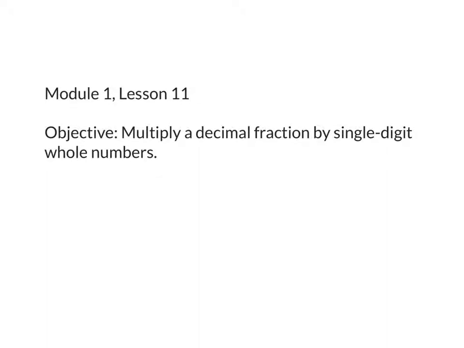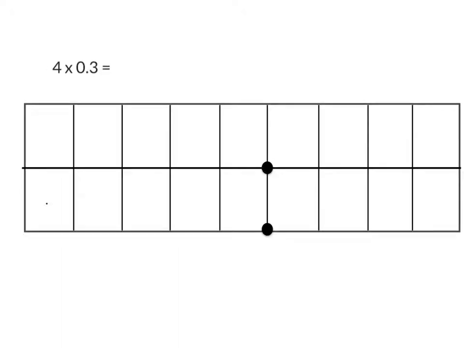We are now working in Module 1, Lesson 11, and our objective is to multiply a decimal fraction by single-digit whole numbers. We can begin multiplying our decimal fractions by our single-digit whole numbers using a place value chart. If you look at our place value chart here, we can see that this is our ones place, this is our tenths place, and this is our hundredths place. It's not necessary to label the entire thing. We'll stick with our ones, our tenths, and our hundredths place.